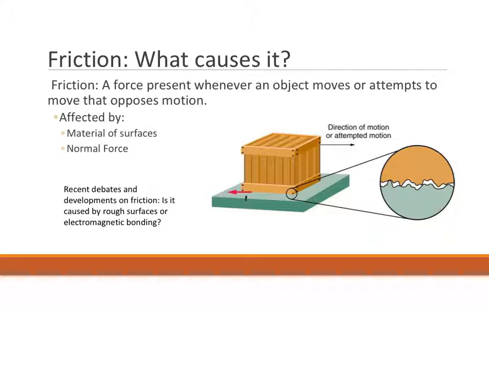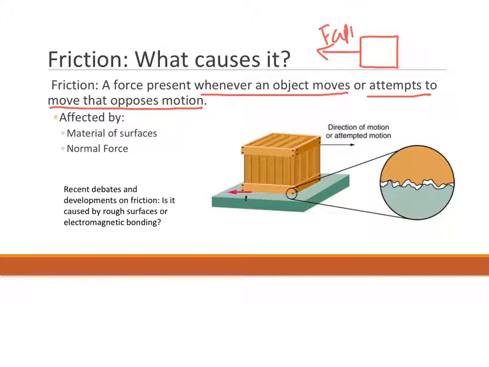So friction is a force present whenever an object moves or attempts to move that opposes the motion. So we saw this in our free body diagram. If I'm pushing a box to the left, then to the right, my friction force is opposite. This is affected by a couple different things. First, the material of the surface and the normal force, which we'll get to what this actually means in a minute.